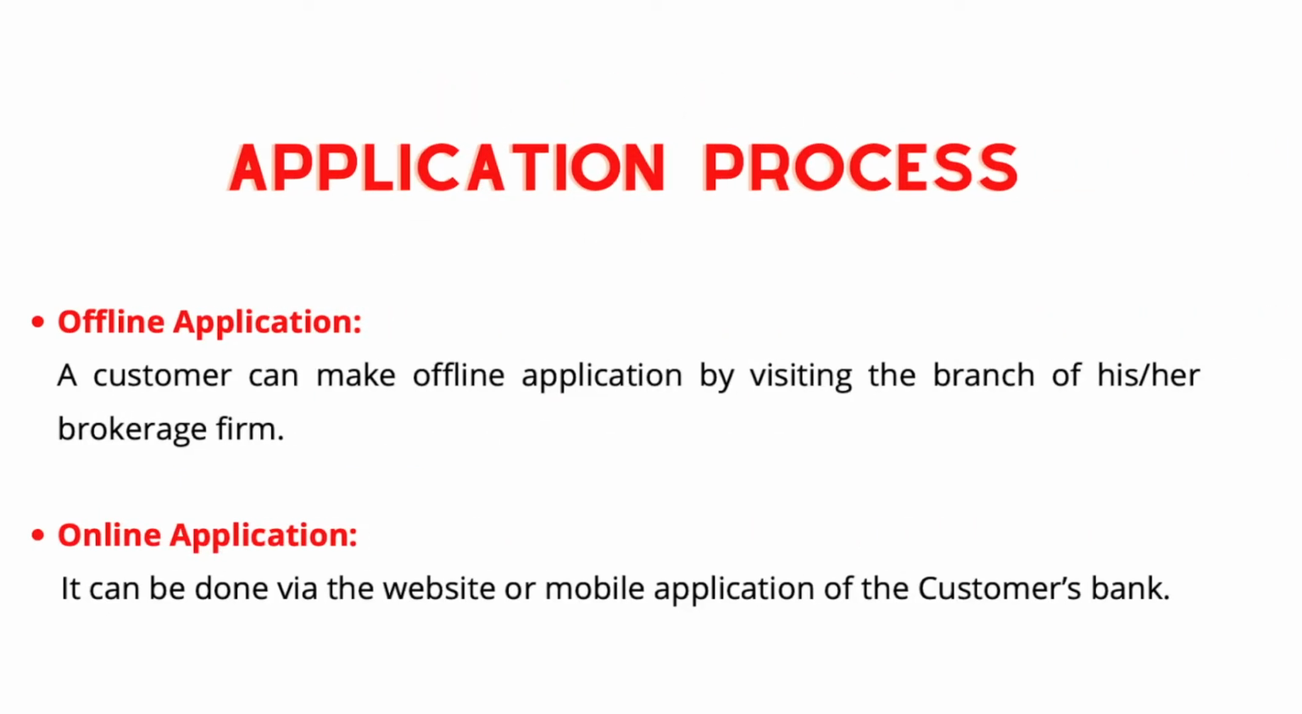You can appear for IPO either through online or offline method. In offline method, you'll have to visit the branch of your brokerage firm and you'll have to fill out the application form for IPO. This process is very much tedious and it requires lots of clerical work. Whereas in case of online method, you'll have to apply for IPO either through your bank or through the brokerage website or app. This one is very much easy and most of the people will follow this method, and let's see in detail about this process now.